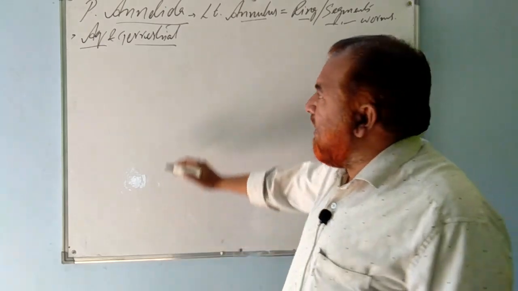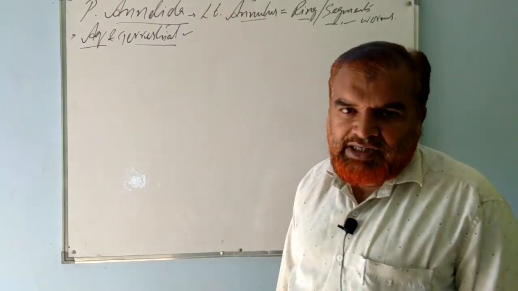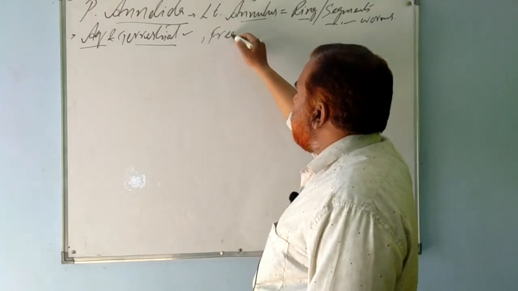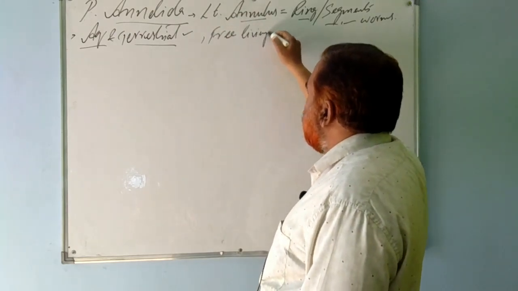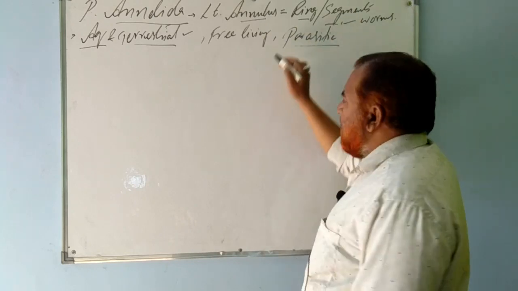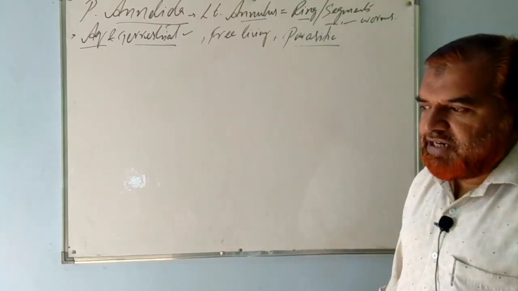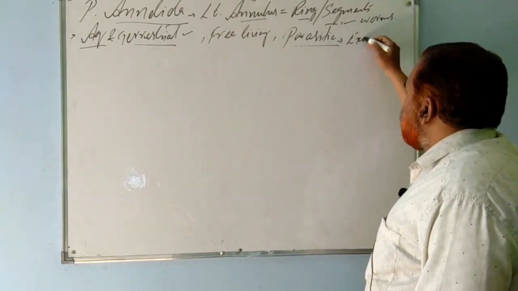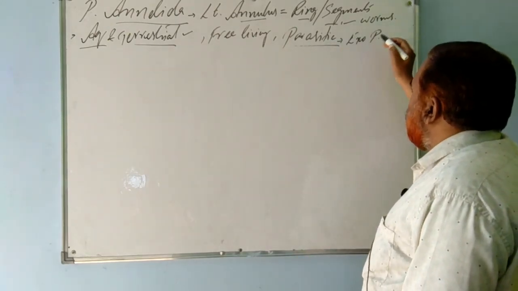Apart from aquatic animals, there are also terrestrial animals. They are free living animals, and some are parasitic. Now, if we say parasitic, what kind of parasites are they? They are exoparasites or ectoparasites.